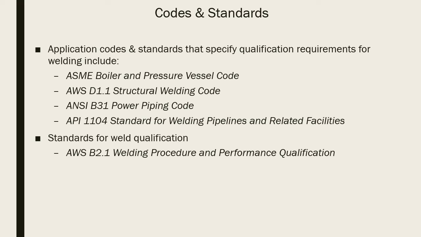So here's some codes and standards. The application of codes and standards that specify qualification requirements for welding include ASME boiler and pressure vessel codes, AWS D1.1 structural welding code, ANSI B31 power piping codes. You've got B31.1, B31.3, B31 whatever. And you've got API 1104, standard for welding pipelines and related facilities. This is just four general directions you can go. Each one of these has a specific direction or set of criteria for their qualification processes. They're all generally the same, but there's some specific nuances that go with each one of these.